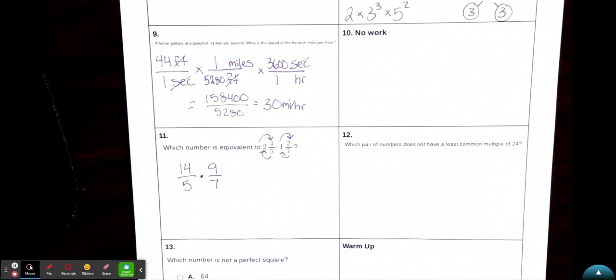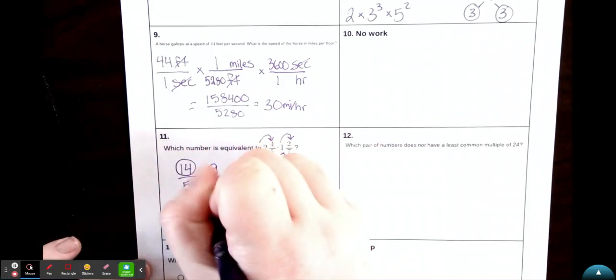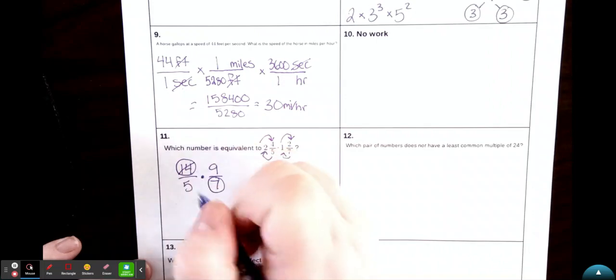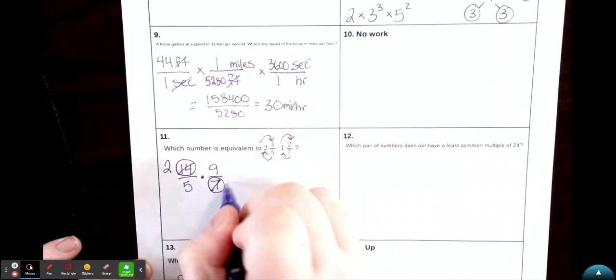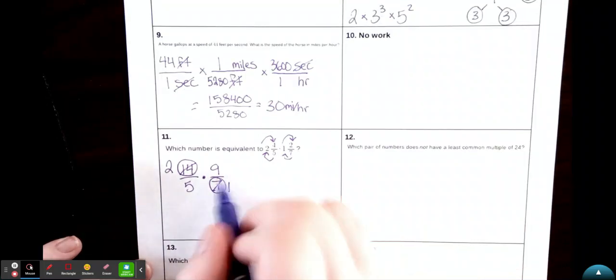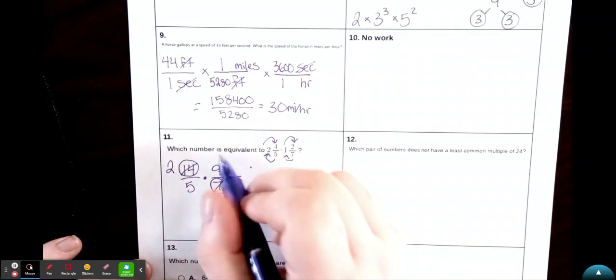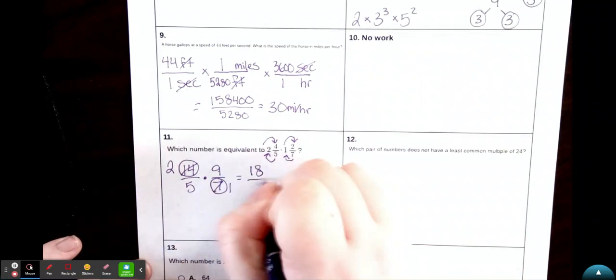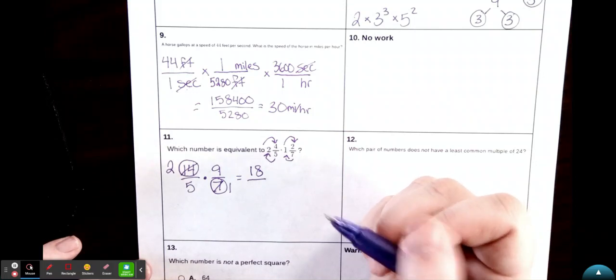Is there any? Yeah, 7 and 14 can both be divided by 7. What's 14 divided by 7? 2. 7 divided by 7? 1. Okay, what about 9 and 5? No, they don't have anything in common. Okay, so 2 times 9 equals 18. All right, 5 times 1?